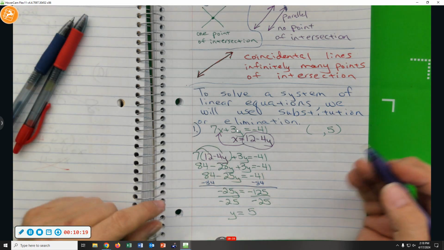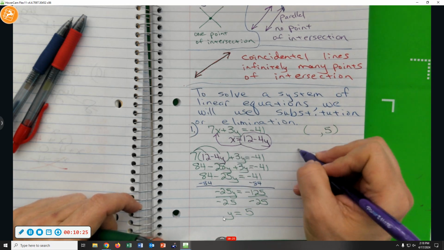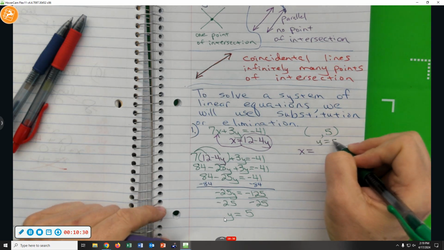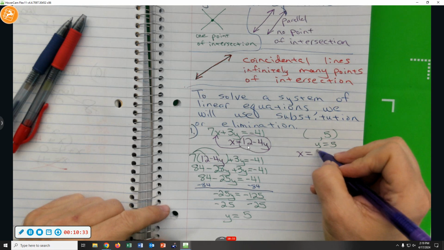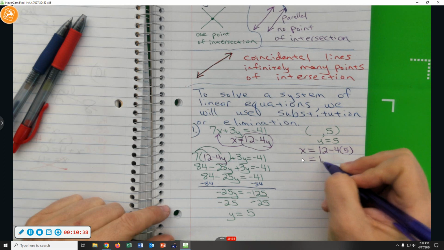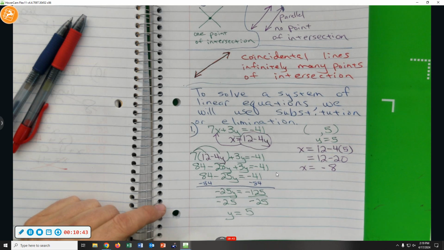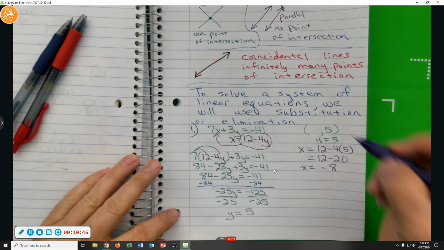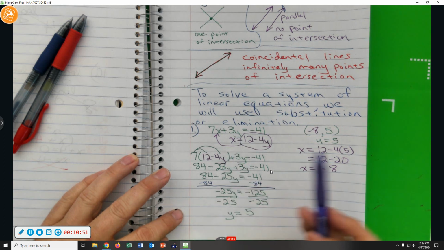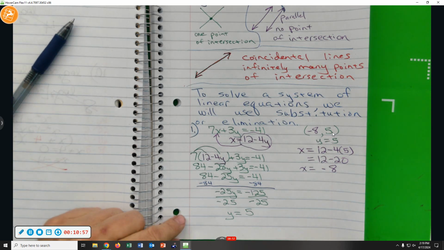Theoretically, you could use the other one, but it's just more work. This one already has x by itself. So we're substituting a y value of 5. So we have 12 minus 4 times 5. That's 12 minus 20. So we have an x value of negative 8. So we now know for these two lines, if we were to graph those two lines, they would intersect at the ordered pair negative 8, comma 5. Any questions there?